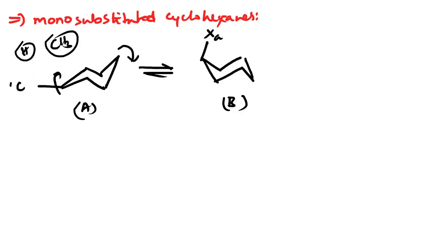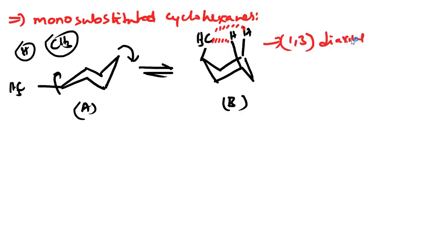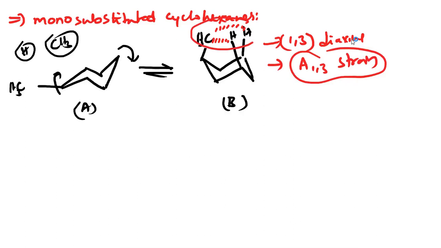You can get it here. I'm just trying CH3. Now here just draw the CH3 here. You can see the interactions with those hydrogens. These interactions are called 1,3 diaxial interactions, right? And we can also say a 1,3 strain, that is axial 1,3 strain. So this strain increases energy for this conformation. That's why conformation B is less stable than conformation A.